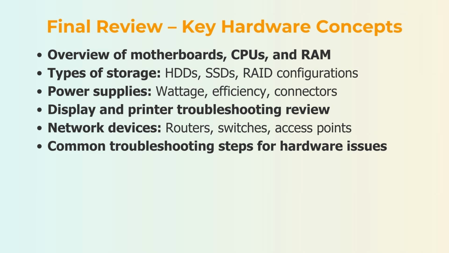Now that we've covered the key hardware topics, let's review what you've learned. Motherboards house all your components, and we've explored how CPU socket types, chipsets, and expansion slots affect system performance. You should now be comfortable identifying different types of RAM and how channel configurations impact memory performance. We also looked at storage devices, including HDDs, SSDs, and RAID configurations, and learned how to troubleshoot storage failures.